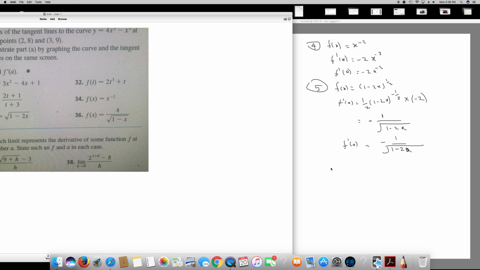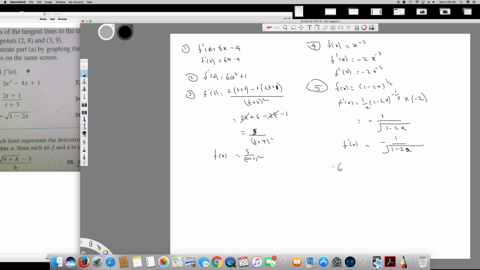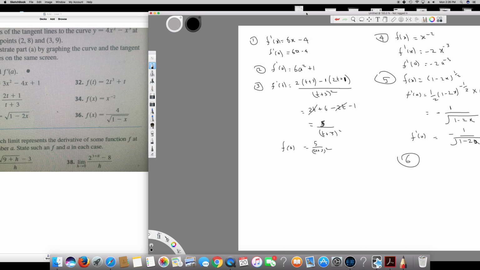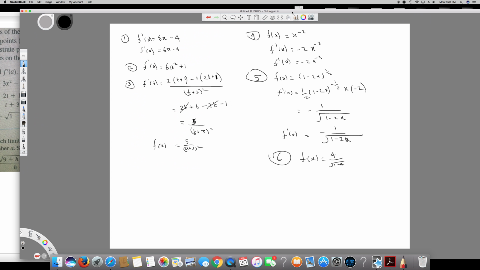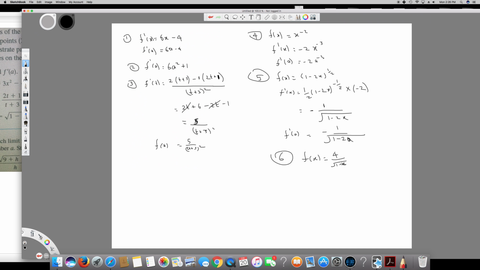Let's do the sixth question. The sixth question is asking: f of x is equal to 4 over the square root of 1 minus x. So in this case, I have to use both the quotient rule and the chain rule together. So let's see what we can do.